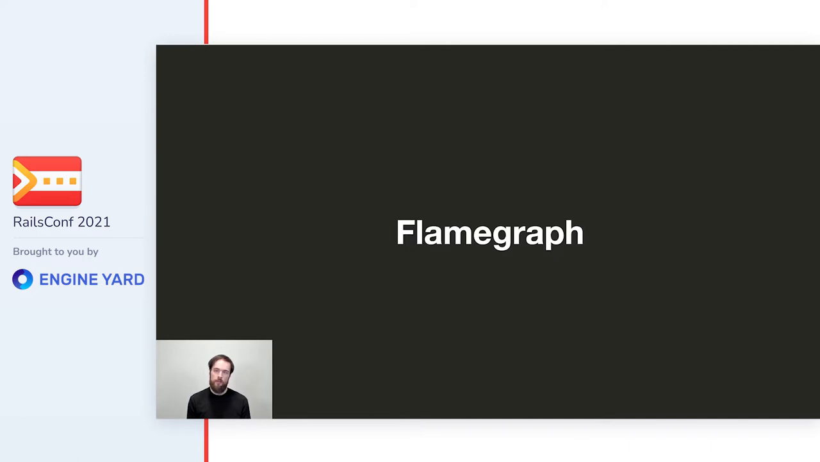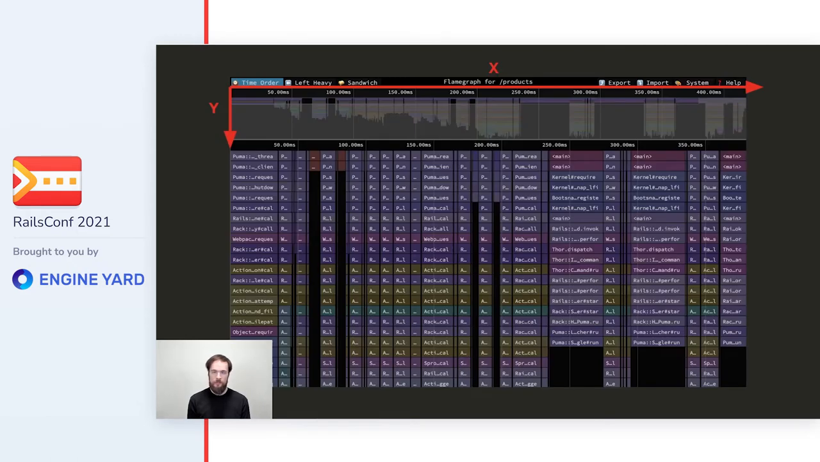Now let's talk about the graph we saw earlier. They're called flame graphs. They look like this. Flame graphs are a standard way for viewing profiling data. On the x-axis, we've got wall time, and on the y-axis, we've got call stack depth. Below the preview window, there's a larger, more interactive view of the graph.